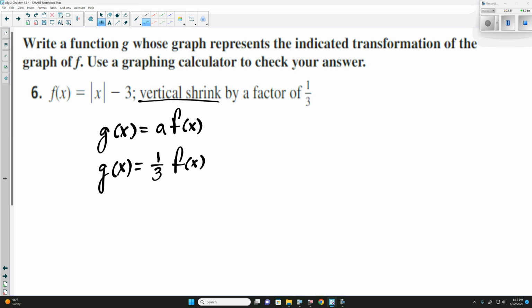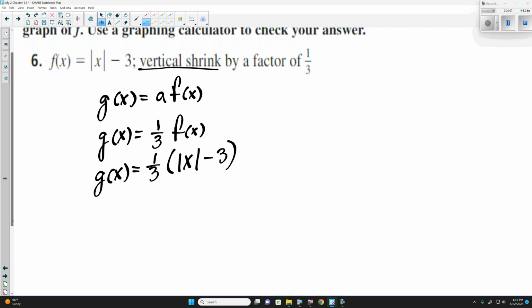So vertical, if it's outside the parentheses, especially once we get it simplified, it's going to be exactly what it looks like. Because 1/3, between 0 and 1, is a shrink. So we'll put it out front first, outside the parentheses. Now the reason I do this is to remind us that we have to multiply it through.